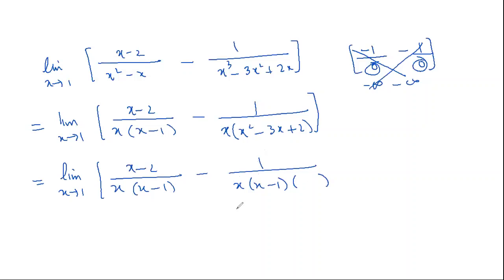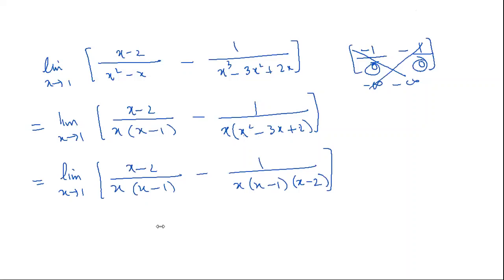Can you tell me what is the other factor? Divide x square by x, x. Divide 2 by minus 1, minus 2. X minus 2, right? So much is clear to everybody. Any doubt anywhere?